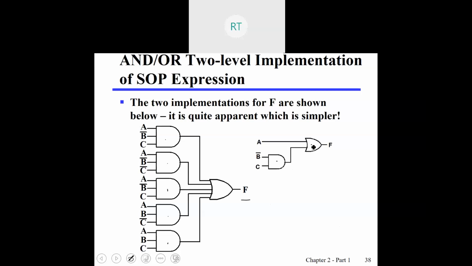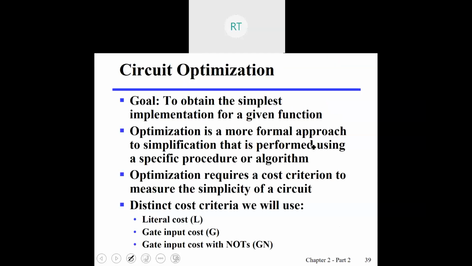Notice the number of literals, please. Here you have 15, and there you have 3 only. Okay, literals. Now, when you are doing optimization, the goal is to reach the simplest implementation. You need to know that K-maps actually help you reach the simplest.